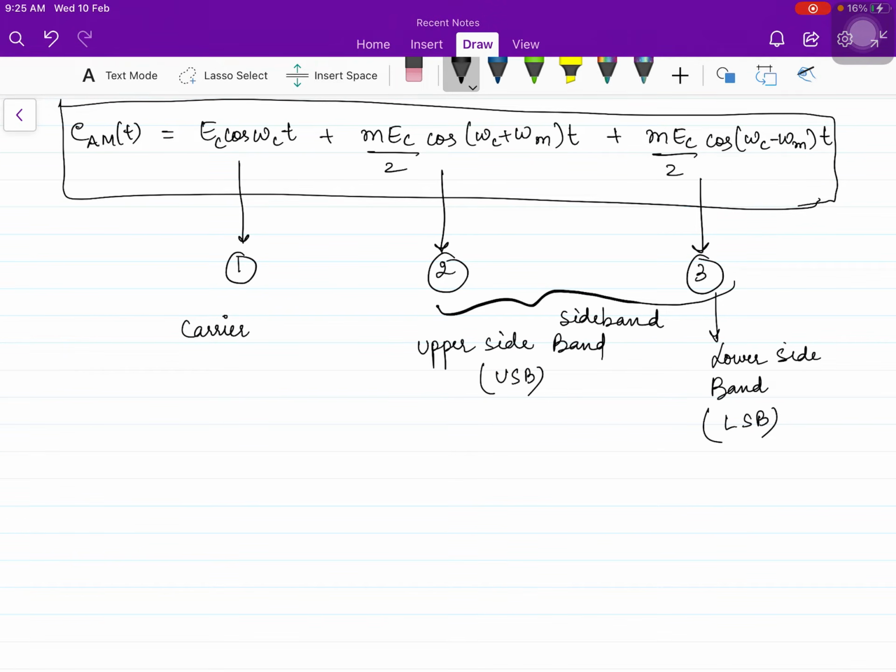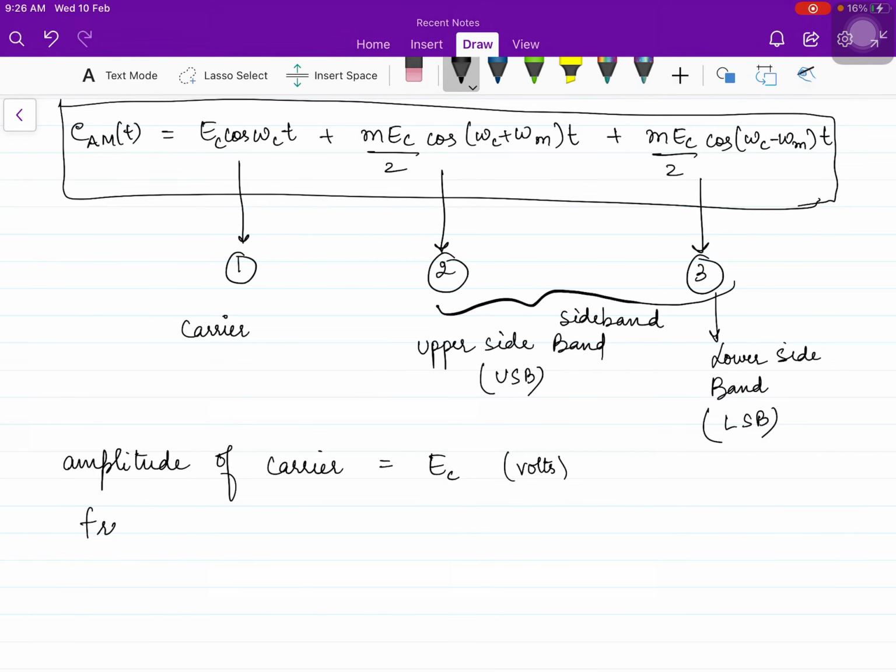If you are given an expression of a sinusoidal signal A cos θ, then what is the amplitude? A is the amplitude. Similarly, by looking at the expression of carrier, the amplitude of carrier is Ec. And can you also tell me the unit of amplitude? It is volt. You can take volt or ampere depending upon whether it is a voltage signal or a current signal. So the unit is volts.